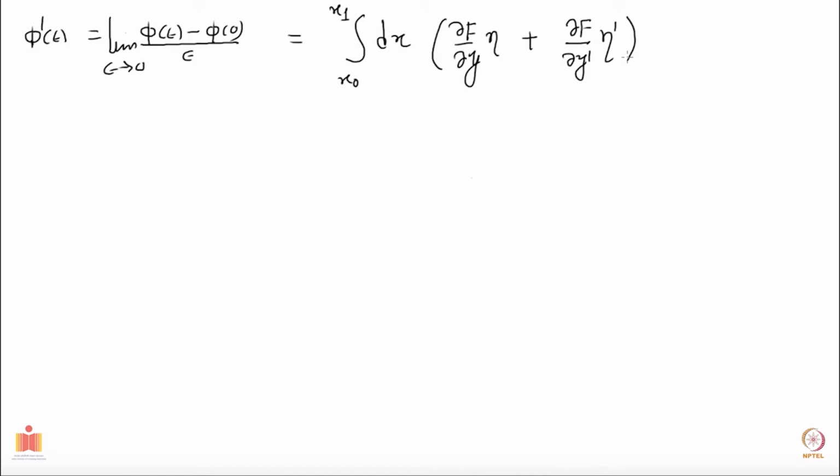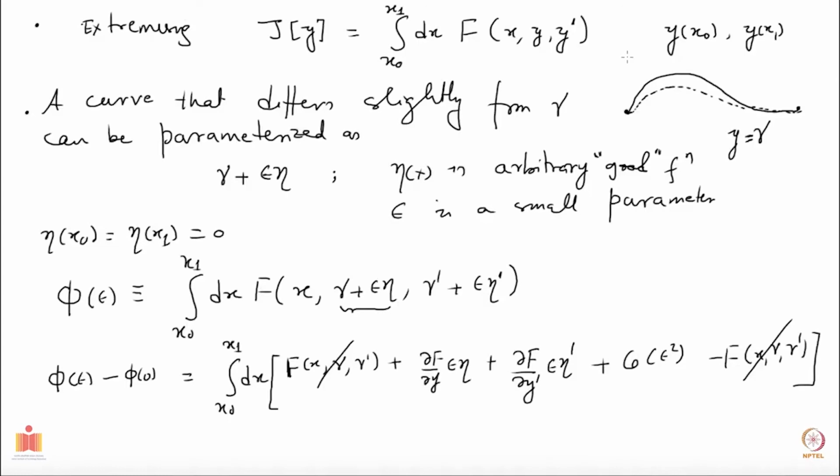Now remember what we are looking for. We are looking for a way to say that gamma is the one which extremizes this integral, which is equivalent to saying that the function phi of epsilon should have an extremum at epsilon equal to 0, right? Because epsilon equal to 0 corresponds to the curve gamma. So I have changed the problem of finding the extremum of a functional to finding the extremum of a function phi, and that is easy.